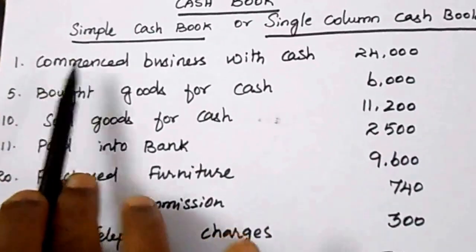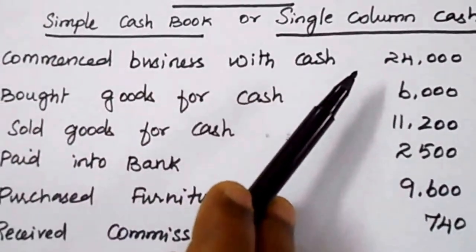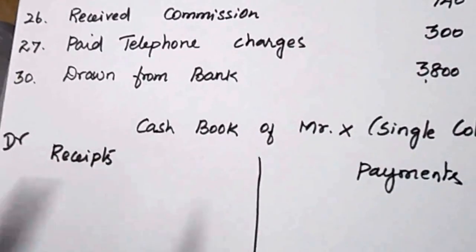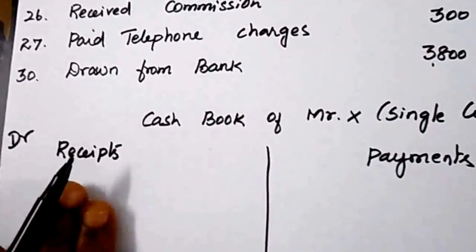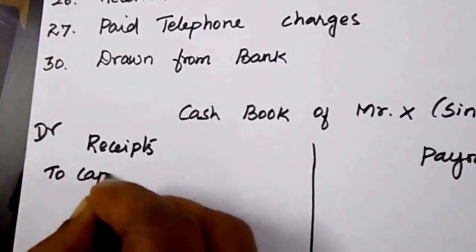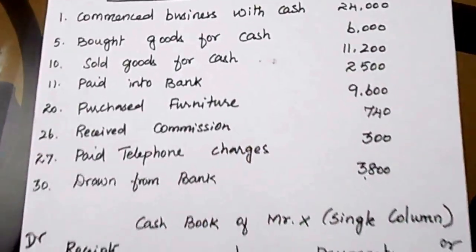First one, commencement of business with cash. What is the entry for that? Cash account debited to capital. Enter capital in the cash book debit side because it is a receipt for the business. To capital, how much? 24,000.